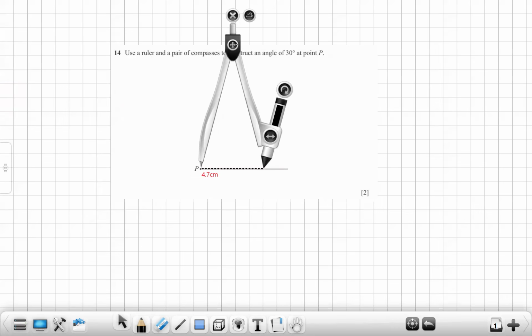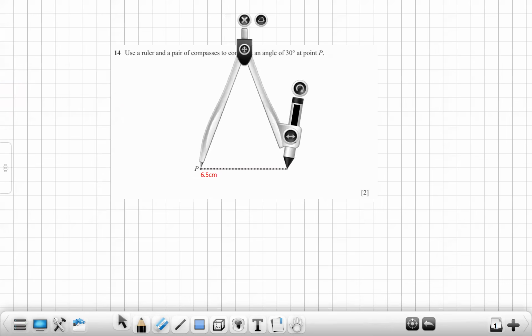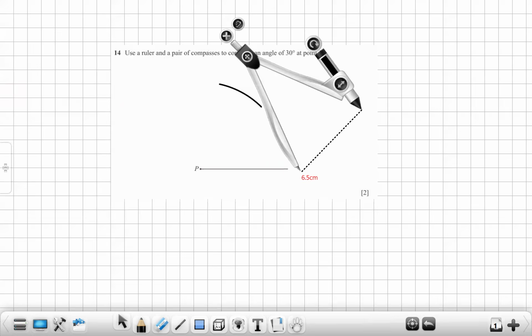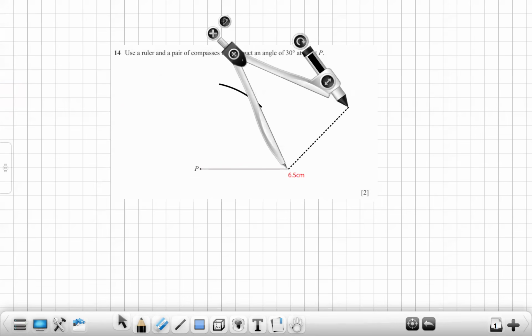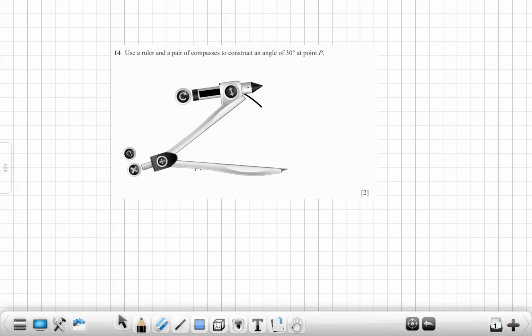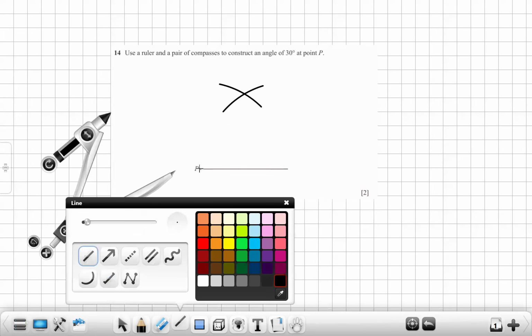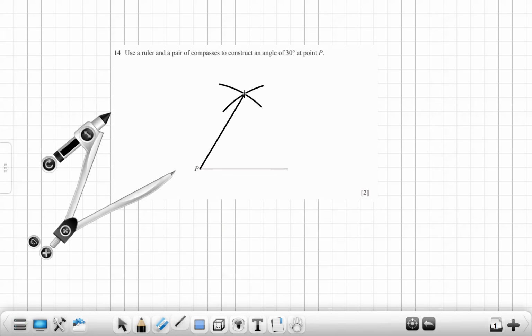and I open it exactly the same length as the whole line. Then I go up and I draw an arc this way, and then I go to the other side of that line and I draw another arc. This way, I can draw an equilateral triangle. This way, I can draw a 60-degree angle.